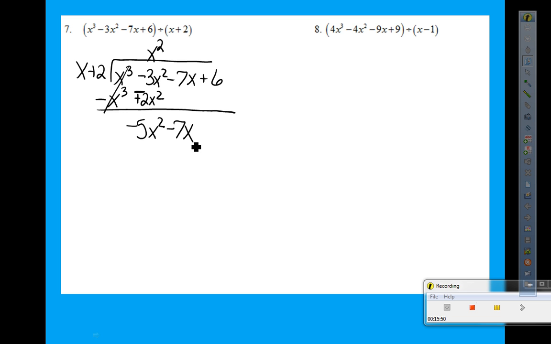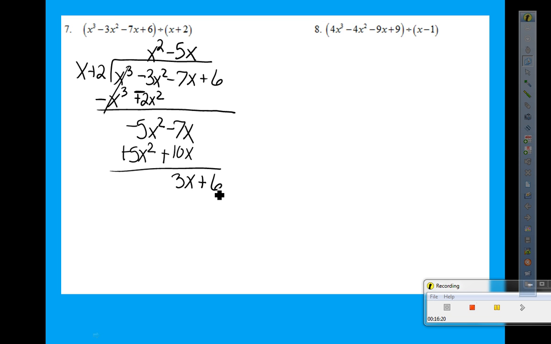Now we're saying negative x times something is negative 5x squared. That something is negative 5x. Negative 5x times x is negative 5x squared. Negative 5x times 2 is negative 10x. Change your signs, add, and get 3x plus 6.